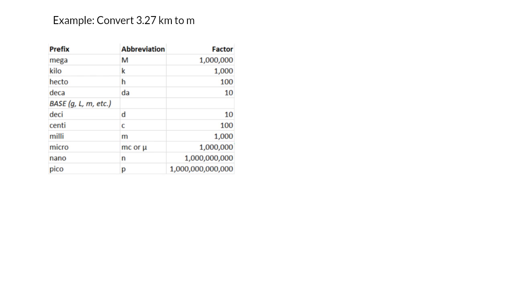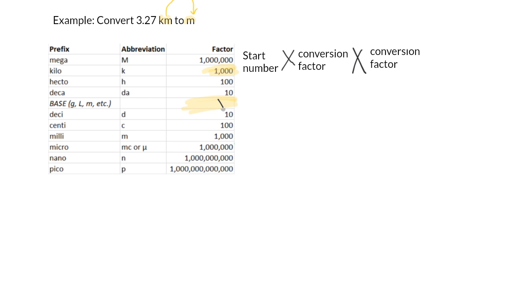So 3.27 kilometers has to be converted into meters. The two things I'm concerned with in this case are kilometers and the base unit, which is meters. And remember, the base is just 1. So we show that. We have a start number times a conversion factor times another conversion factor. And because there are 2 conversions, the 1,000 and the 1, we have 2 conversion factors. And it's going to equal the converted number.